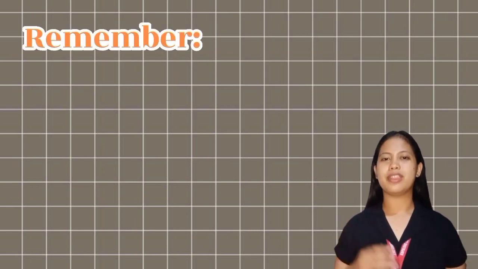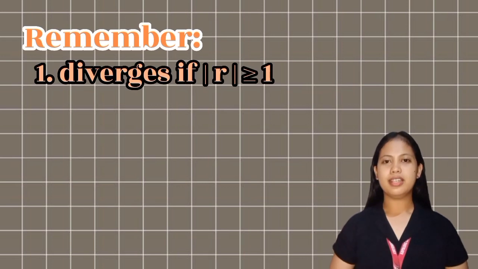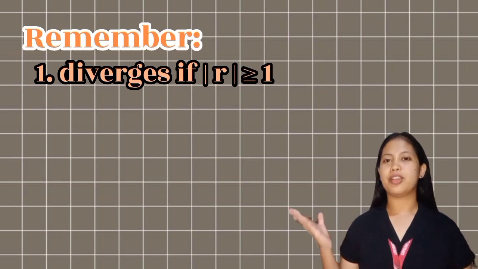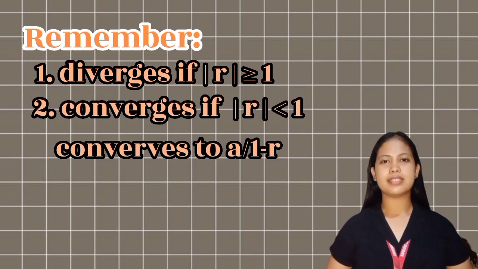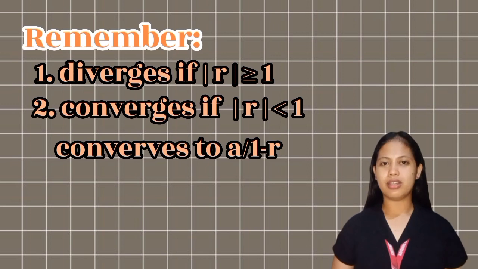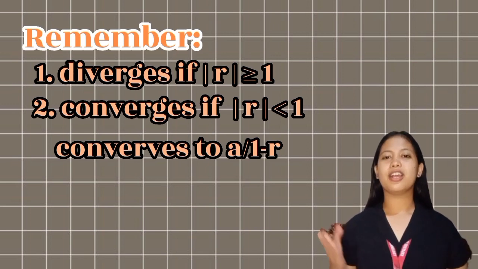In dealing with geometric series problems, let's always remember these things. Number 1: if the absolute value of r, our ratio, is greater than or equal to 1, then our series diverges. Number 2: if the absolute value of r is less than 1, then our series converges.